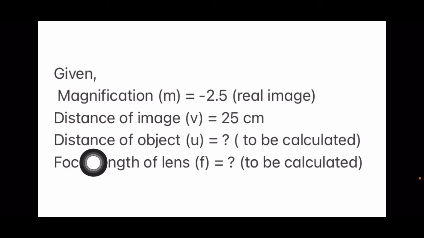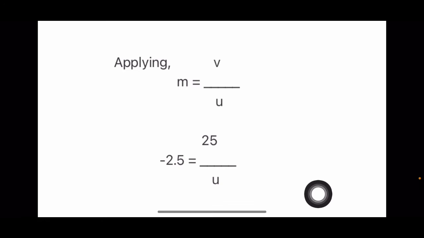We need to calculate the distance of the object from the lens, u, before we calculate the focal length. So first we calculate the distance of the object by applying the magnification formula, the linear magnification formula. So the formula is m is equal to v by u, where v is the image distance, u is the object distance, and m stands for magnification. As given in the question, we substitute the values. Since v is equal to 25, we write 25, and m is equal to minus 2.5, and u we need to find out.